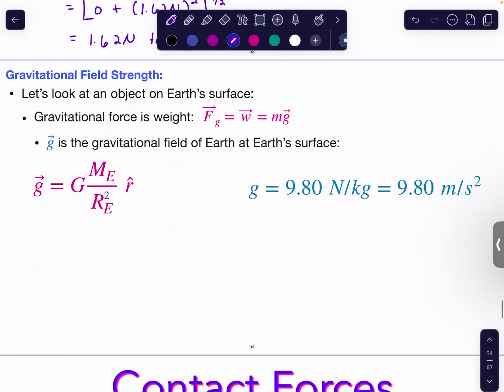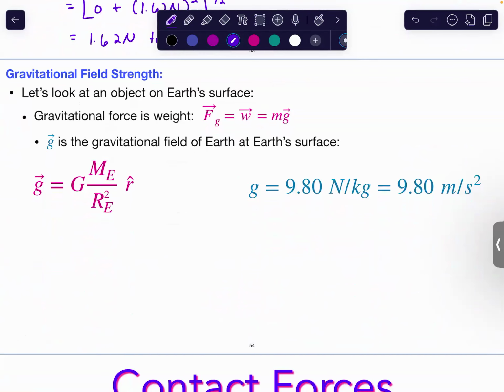Okay, gravitational fields. So we've been talking about gravitational fields. Let's think about where that comes from. Okay, so, object on the Earth's surface. Again, we've been talking about weight, and we use this formula above. Gravitational force is going to equal your weight, which is equal to mass times gravity. Now, the gravitational field is going to be about 9.8 newtons per kilogram. So it's 9.8 newtons of force for every kilogram of mass, or 9.8 meters per second squared, which is an acceleration.